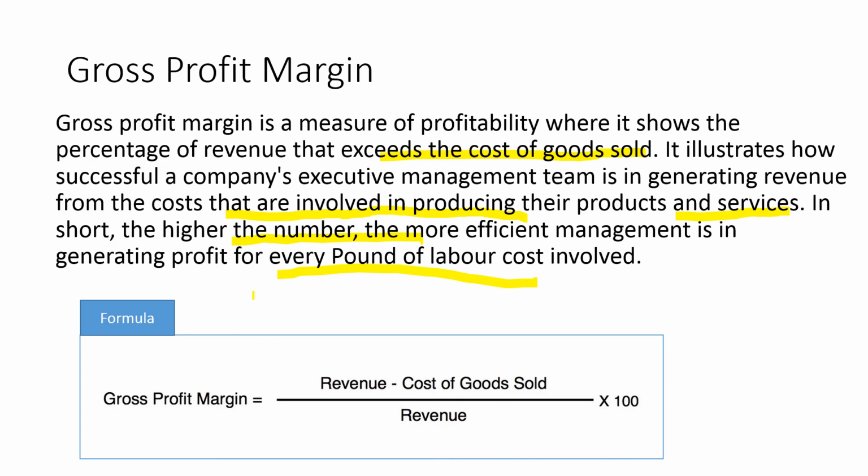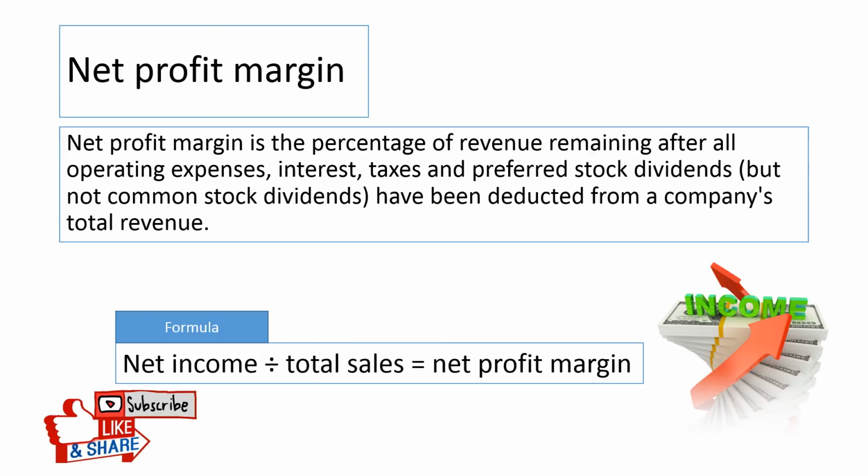So the formula for gross profit margin is revenue take away cost of goods sold, divided by revenue, times 100. You will need to remember this for the exam because it's very likely that you will be asked to work this out. And that brings us to net profit margin.